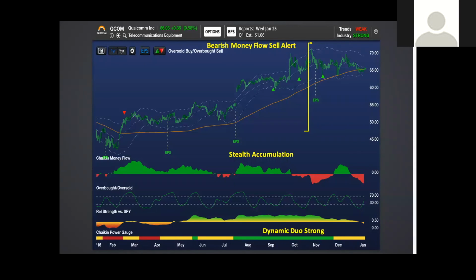You always risk leaving something on the table when you sell a stock. And notice what Qualcomm has done since then. Nothing. Even though tech stocks, as we'll see, have actually moved up to new highs. So if you were fortunate enough to sell that, even though the power gauge was still bullish, that money flow sell alert, we call it a money flow divergence at a new high, is a very powerful tool.